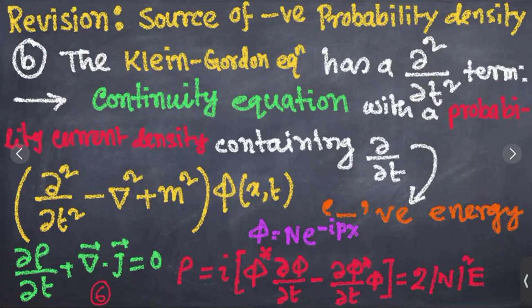And if we consider the possible solution of the Klein-Gordon equation, a plane wave solution, and plug this wave function into the probability density, what we get from the Klein-Gordon equation is basically a density proportional to 2 times the energy. So if our energy is negative, then the probability density will also be negative. So this is the main problem of the Klein-Gordon equation. Not exactly a problem, but it comes by default.